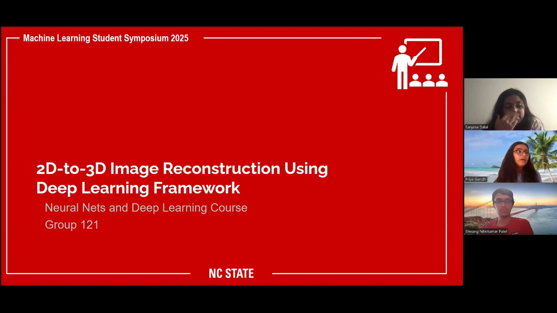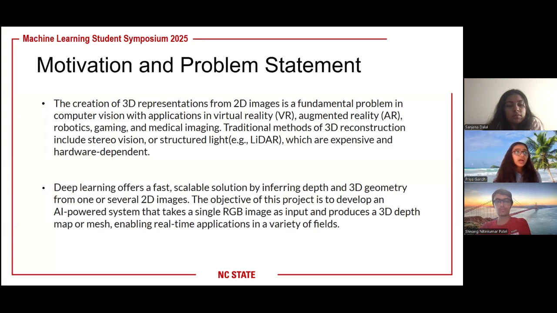Our project for the neural network course is to generate 3D images from 2D images using a deep learning framework. Our group number is 121. Our team members are Sanjana Dalal, Shivang Patel, and myself, Priya Gandhi.